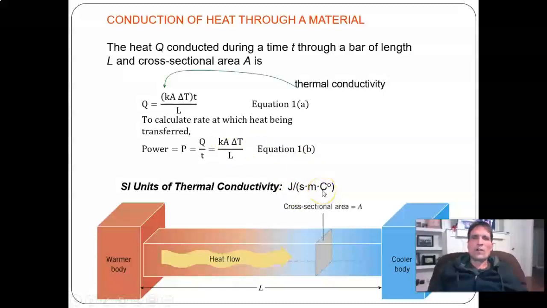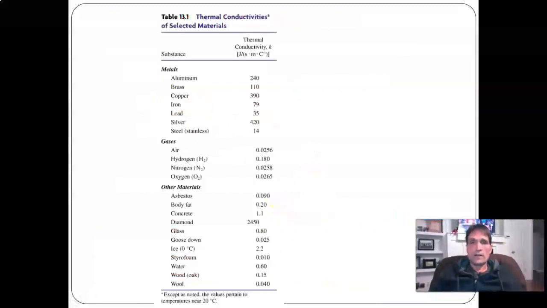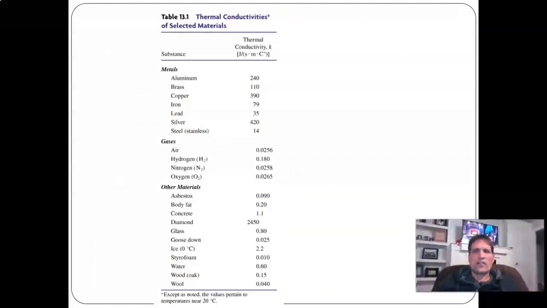So kind of a weird unit, but you should be able to look at this equation and know the dimensions of the other variables and be able to, from that, get the units for the conductivity. And the main thing to remember is that a bigger number for conductivity means a better conductor of heat. So let's look at some examples here.